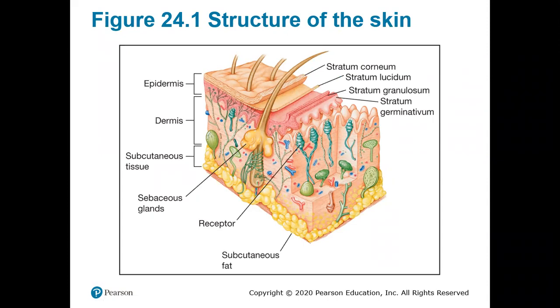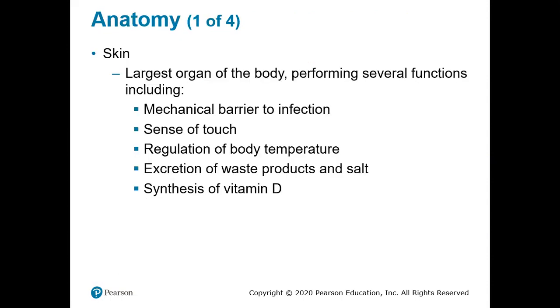You can also see the subcutaneous gland, receptor, subcutaneous fat. We're shown different layers here: the stratum corneum, stratum lucidum, stratum granulosum, stratum germinativum. So the skin is the largest organ of the body, performing several functions, including mechanical barrier to infection, sense of touch, regulation of body temperature, excretion of waste products and salt, synthesis of vitamin D as well.